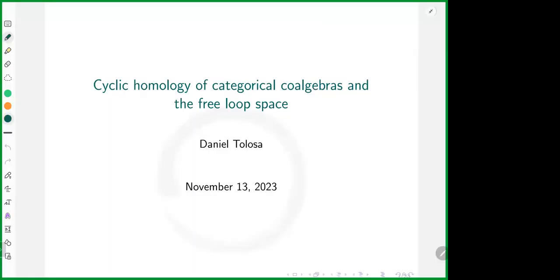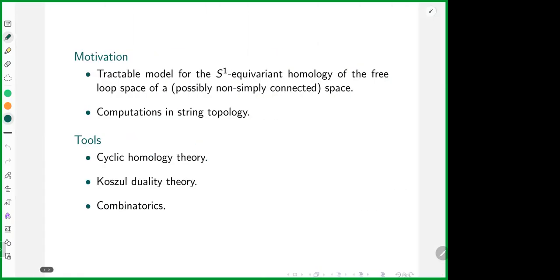So like Myra said, I'm going to tell you a little bit about this project, the cyclic homology of categorical coalgebras and the free loop space. This is the bulk of my thesis project, which I'm wrapping up as well as my degree here at Purdue. Right. So first, a little bit of motivation.